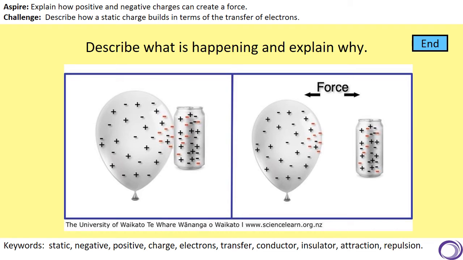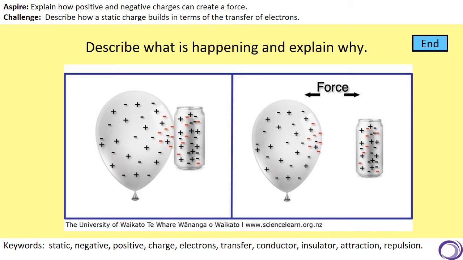So if you then just take the can away from the balloon and hold it close, we've got the balloon that's got a negative charge because it's got extra electrons, and the can that's also got a negative charge because it's got extra electrons. You'd have two negatives, so they would be repelled. So the can would be repelled from the balloon.